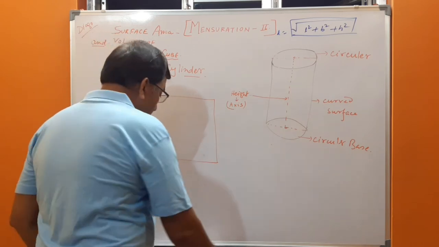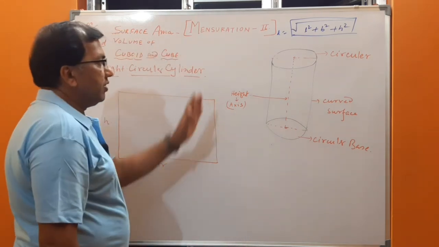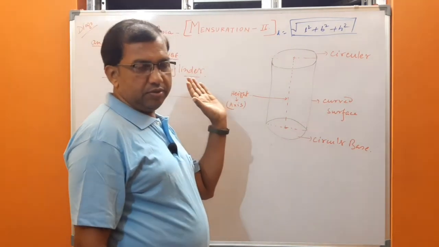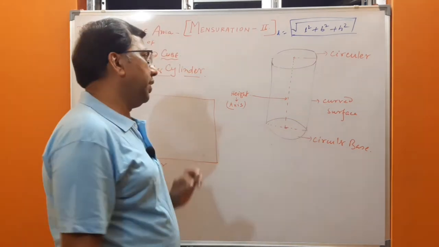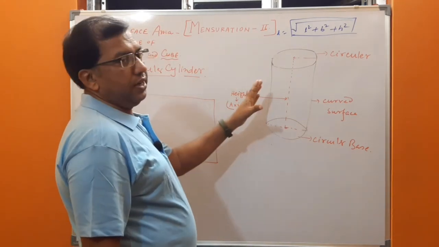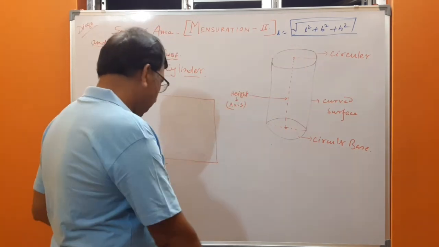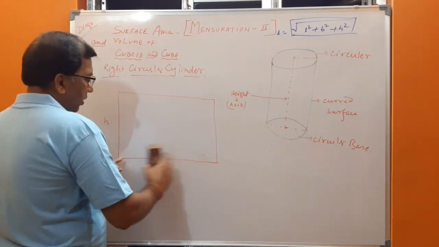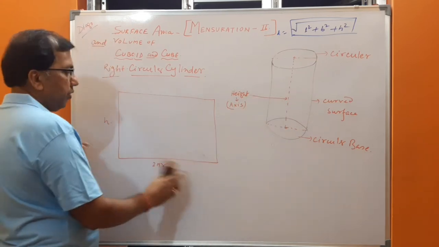If you want to find the surface area, first we find the curved surface area. What will be the curved surface area of the right circular cylinder? Then you have to find the total surface area of the circular cylinder. See here, you have to know how this cylinder is formed in this way.